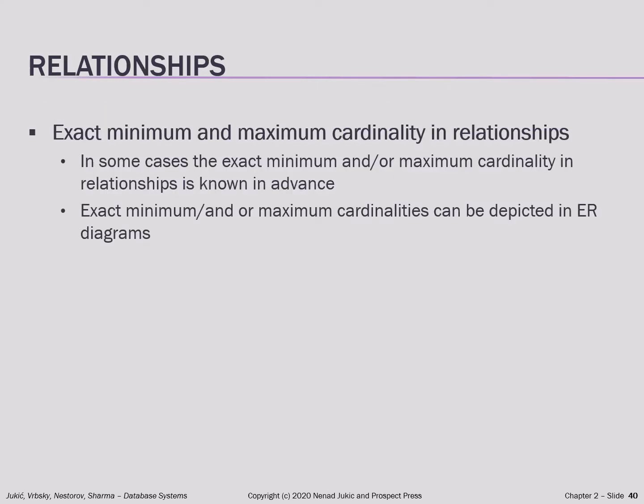In some cases, the exact minimum and/or maximum cardinality in a relationship may be known in advance. In such cases, those exact minimum and maximum cardinalities can be depicted in ER diagrams. Let's look at this example.